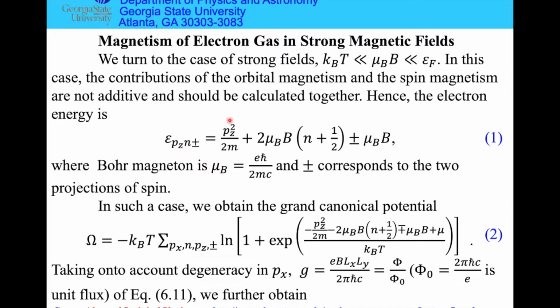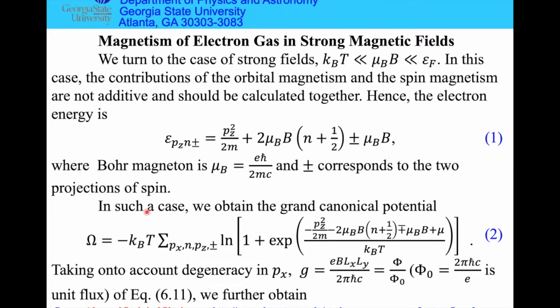This expression is the kinetic energy of the free electron. This is h-bar times the cyclotron frequency. This is the frequency of the Landau oscillator, and this is energy, not frequency. This is the energy of the Landau oscillator, h omega c, and this is the energy of the spin in the magnetic field. Mu B is the Bohr magneton. Plus minus corresponds to the projection of the spin on the direction of the magnetic field: along and against.